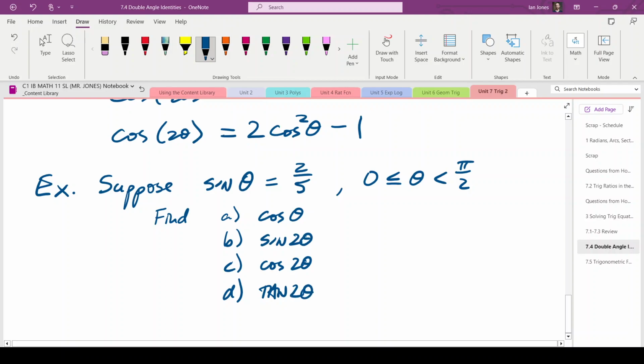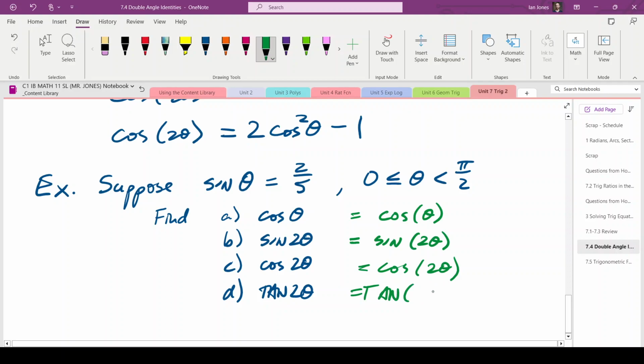Okay? Just a quick comment, actually. Whenever you see cosine of theta, for example, this is very, very common notation, but what it really is, cosine is a function and theta is the argument. You know, we drop these brackets a lot of the time, but they are technically there. This one here is sine of the argument 2 theta. Cosine of the argument 2 theta. Tangent of the argument 2 theta. Okay, just pointing that out.